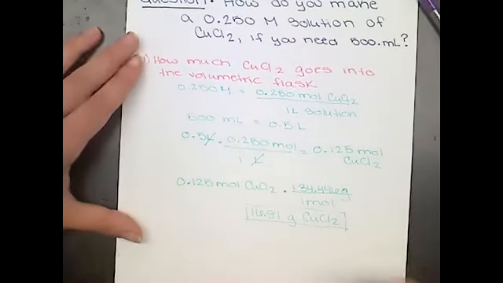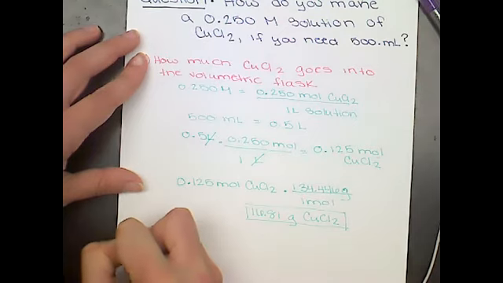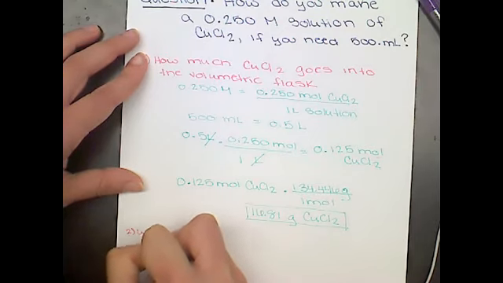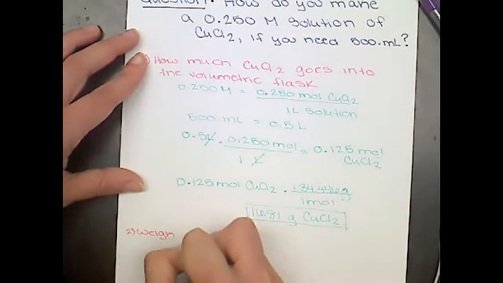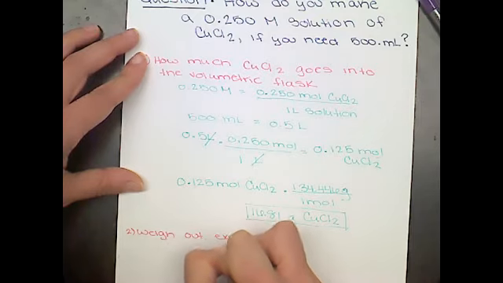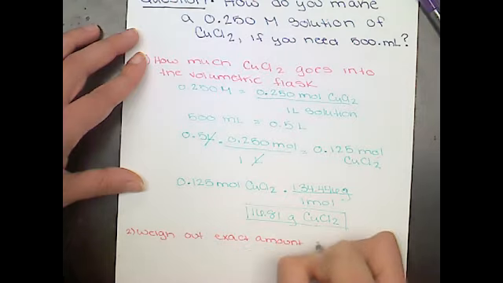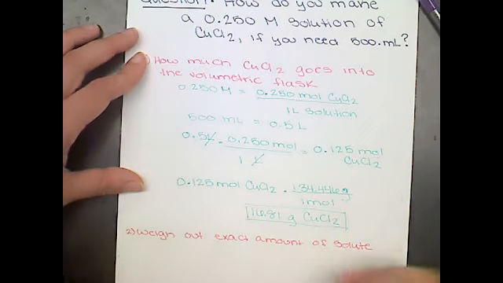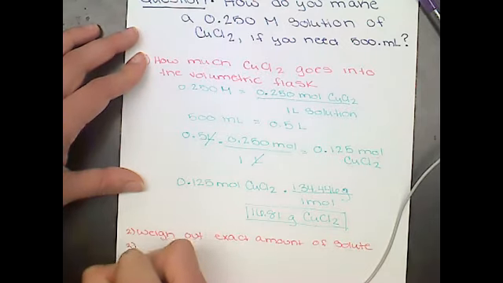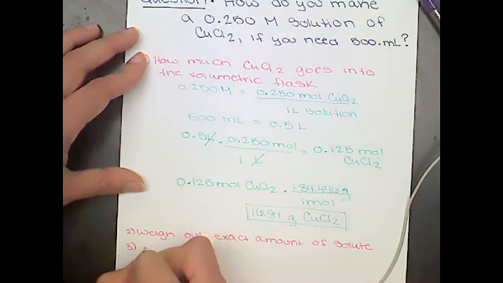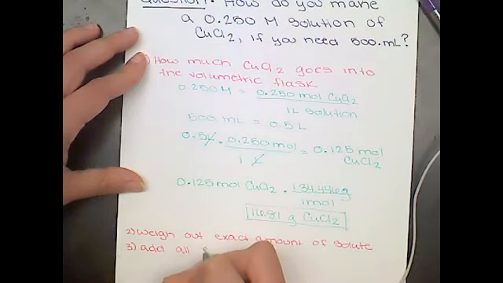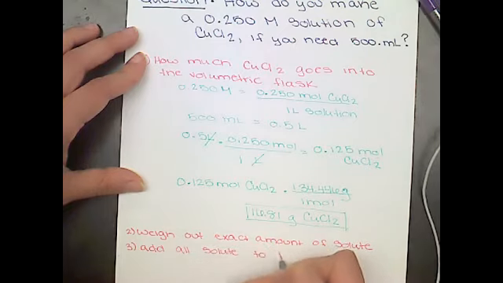So my step number 2 is weigh out exact amount of solute. So this is, again, what we dissolved in the solution. Then we're going to add all solute to volumetric flask.